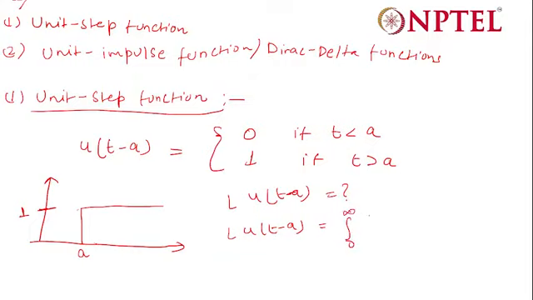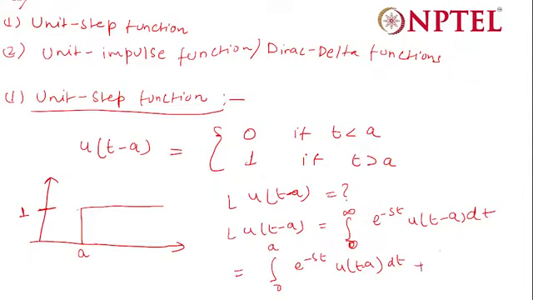Laplace of the unit step function will be integral from 0 to infinity of e to the power minus st u(t minus a) dt. Again, you have to make it piecewise. Firstly you get the value from 0 to a, which is e to the power minus st u(t minus a). Your function value from 0 to a is 0, so this term will be 0, plus a to infinity. If t is greater than a, your function value is 1. It will be e to the power minus st, 1, multiplied by dt.